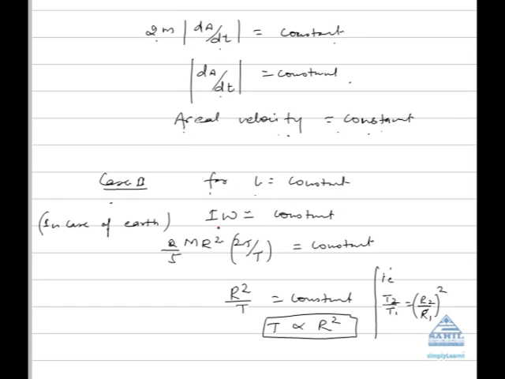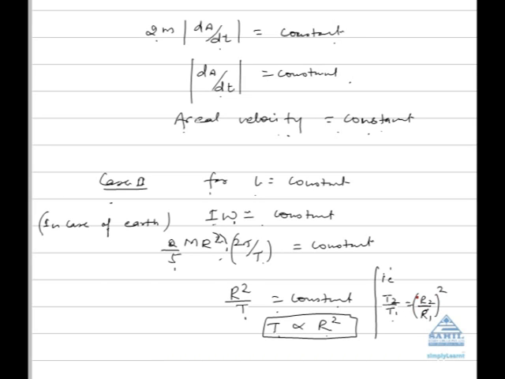Case 2. For L is equal to constant. In case of Earth, I is the moment of inertia of Earth, which is given by 2 by 5 mr square, and omega is the angular velocity of the Earth. That is I into omega is equal to constant, or 2 by 5 mr square into 2 pi by T is equal to constant. R square upon T is equal to constant. T is proportional to R square. That is T2 upon T1 is equal to R2 upon R1 whole square.